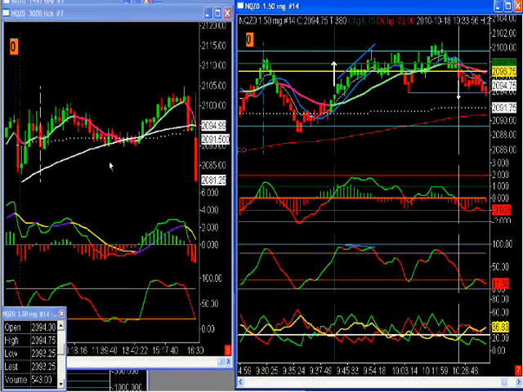Obviously, it worked out, but I like to be on the upside of this moving average here for buys, under it for shorts, and I take it with the overall trend. So nothing to do there.